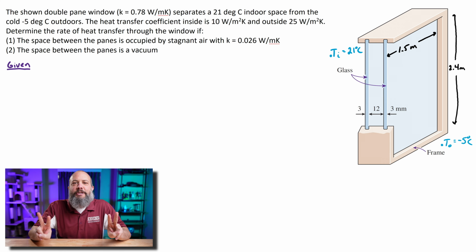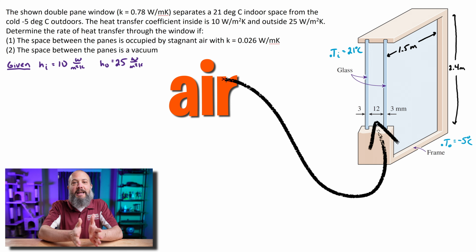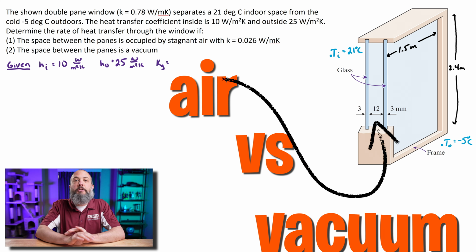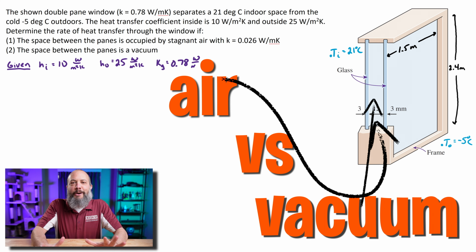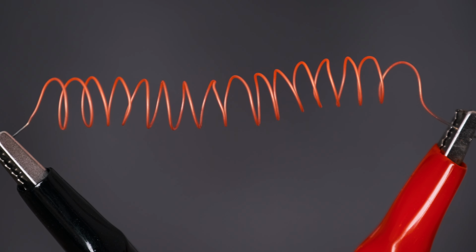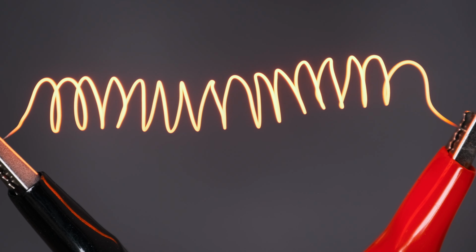So we're going to solve two versions of this double-paned window problem. One with stagnant air on the inside, and one where the space in between the windows is a vacuum. And you're going to learn how to set up one-dimensional conduction problems as equivalent electrical circuits using thermal resistances.